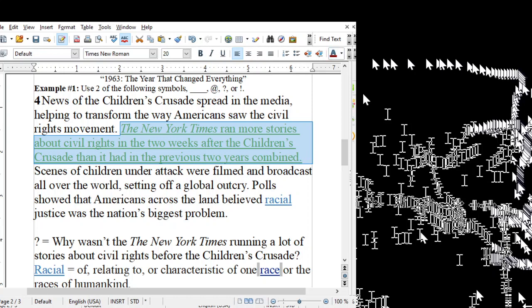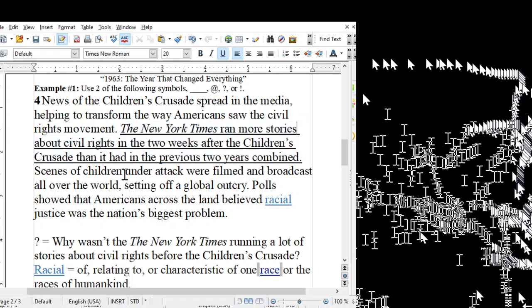So let me take the color off and just change it to the automatic, okay? So we were in a classroom, and I had my textbook because I can write in my textbook. I would have underlined this sentence, all right? And I would have put the question mark right next to the sentence. And then in the margin, I would have written my question. Here's my question down here. Why wasn't the New York Times running a lot of stories about civil rights before the Children's Crusade? That's my question.